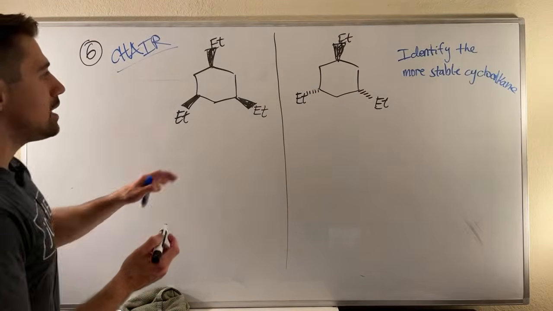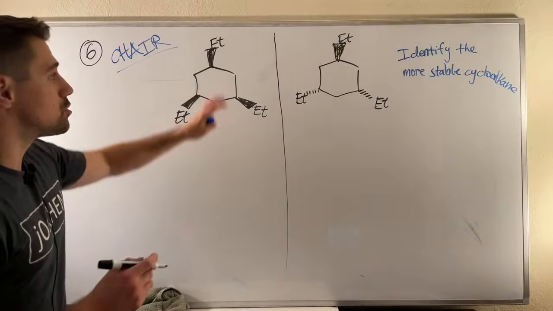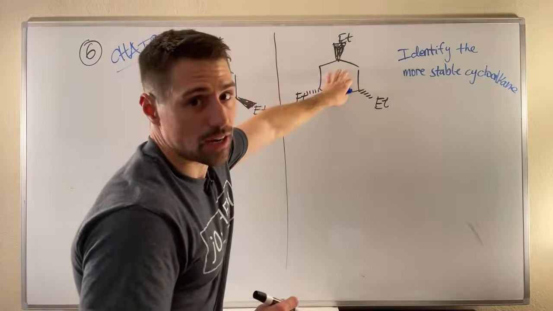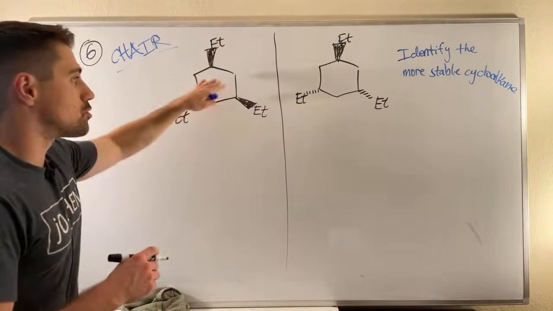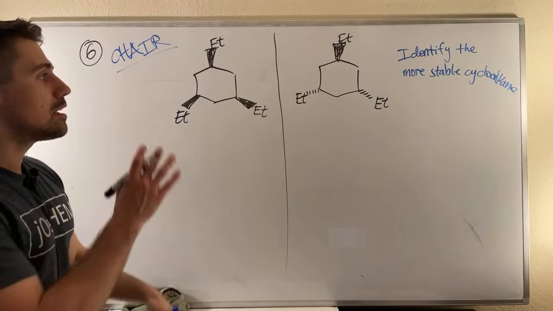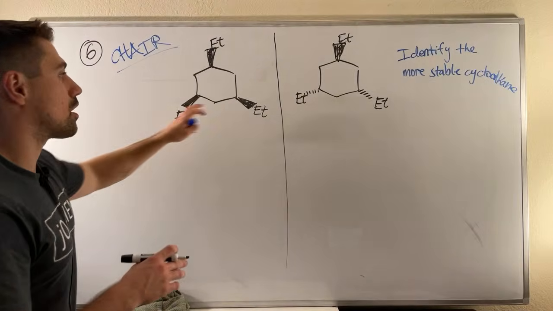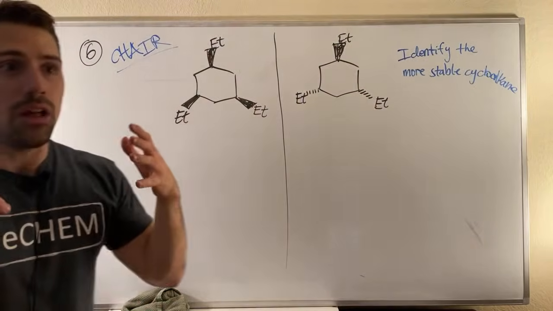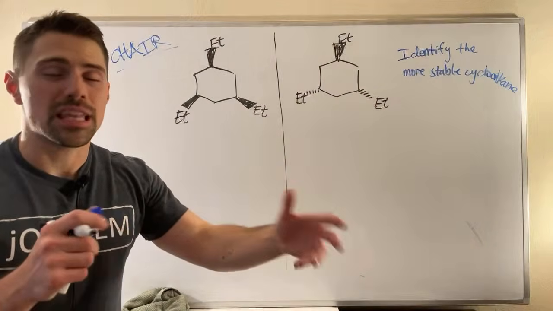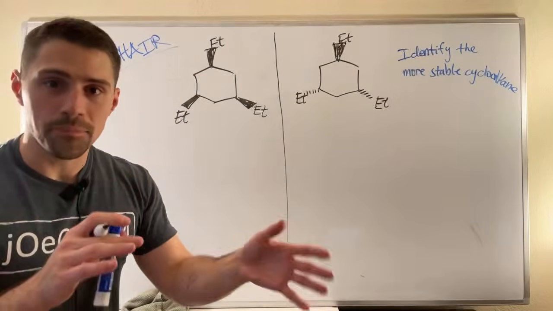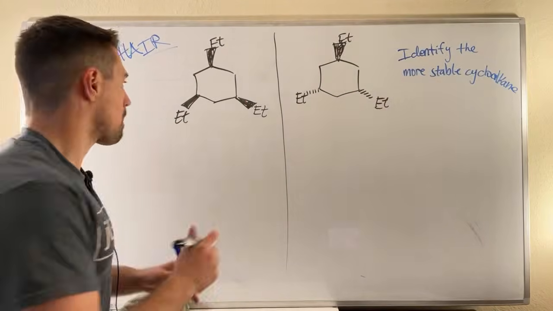So really what we need to do is draw both versions of the chair here, because remember, you can draw one version, but we can flip back and forth. And since all these groups are of the same size, we can identify the given chair conformation that has the most equatorial groups. Because when groups are equatorial, strain is minimized.